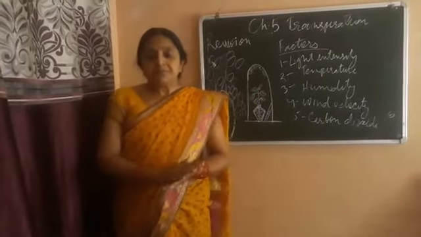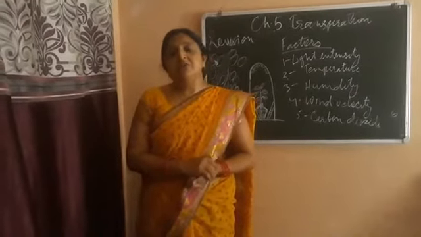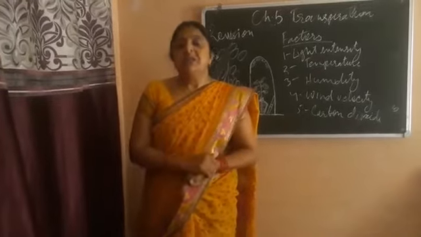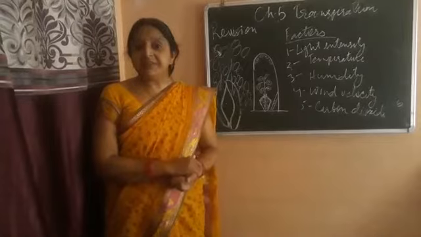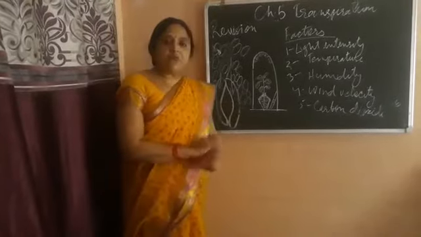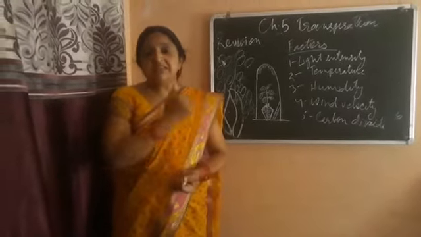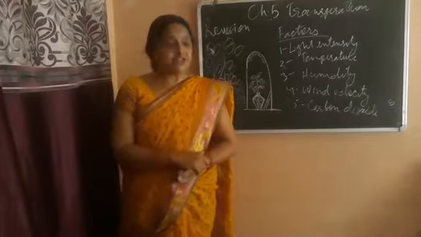Now there are some adaptations for desert conditions to reduce the rate of transpiration. First is sunken stomata. When the stomatal pores are covered by leaf hair, such a leaf decreases the rate of transpiration. It slows the rate of transpiration.